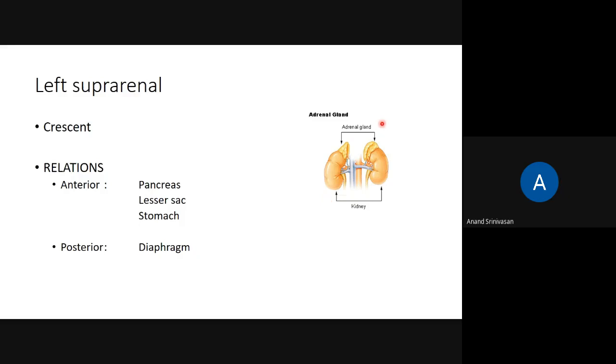The left suprarenal gland is crescent shaped, as I said before. What are the structures related anterior to it? Immediately anterior to the left suprarenal gland would be the pancreas, then the lesser sac and the stomach, from posterior to anterior. Posteriorly it's just the same, the diaphragm.